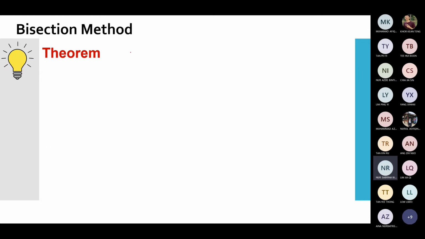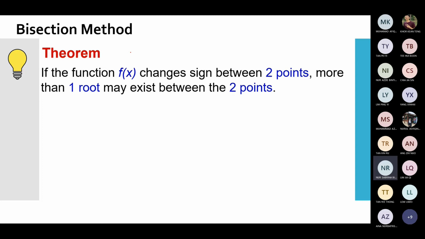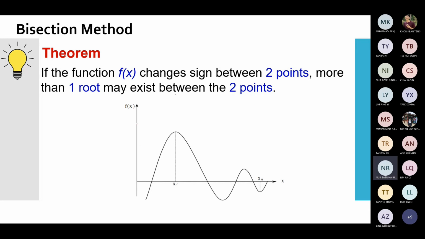If the function f(x) changes sign between the two points, more than one root may exist between the two points. As you can see here, the f(x) function changes sign. Say these two points are given: this is xl, the lower limit, and this is xu, the upper limit. This could happen when you multiply f of the lower boundary by f of the upper boundary.